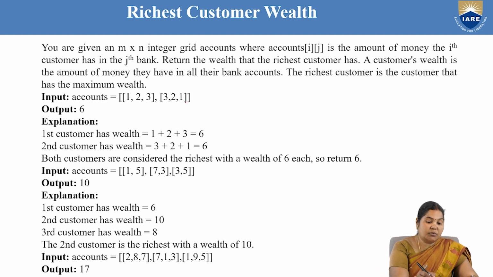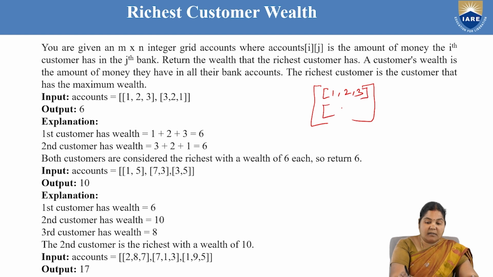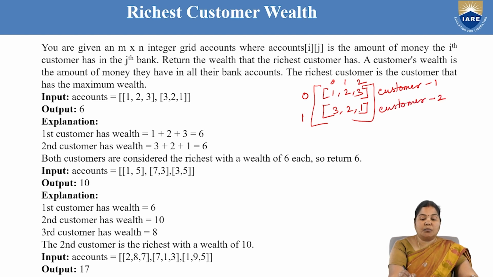Now, in the accounts, we have 2 rows. Row 0 is 1, 2, 3, and the other is 3, 2, 1. So each row is 0, 1, and each column is 0, 1, 2. Each row is for a customer. So this is for customer 1 and this is for customer 2. Okay. Now what are these values? These values are their wealth.